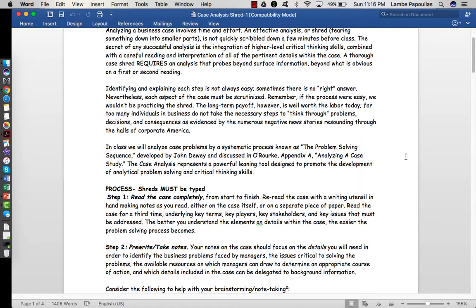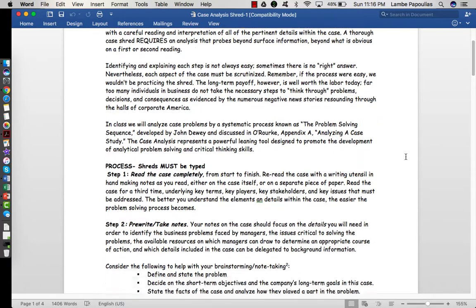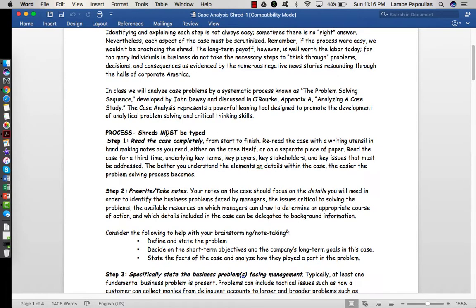So, in class, such as today, we'll analyze case problems by a systematic process known as the problem solving sequence. And this was developed by John Dewey and discussed in our book in Appendix A, Analyzing a Case Study. The case analysis represents a powerful learning tool designed to promote the development of analytical problem solving and critical thinking skills. This is something that you're going to have in your first job. When you're working in corporate America and you have your first job or internship, you're going to have to learn how to solve problems. So, process. Shreds must be tight.